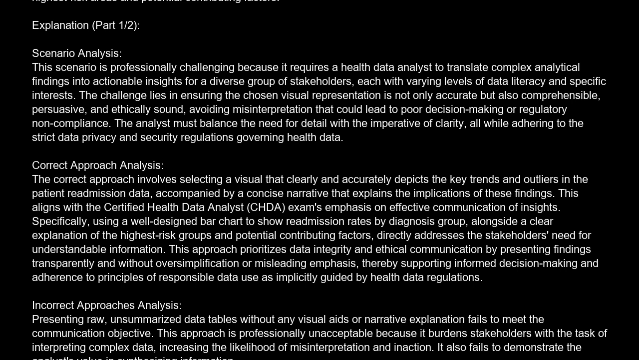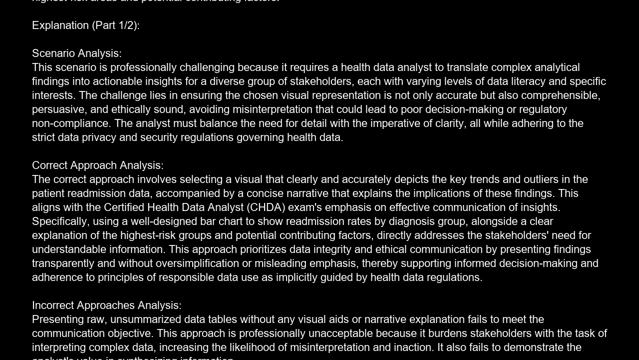This aligns with the Certified Health Data Analyst (CHDA) exam's emphasis on effective communication of insights. Specifically, using a well-designed bar chart to show readmission rates by diagnosis group, alongside a clear explanation of the highest risk groups and potential contributing factors, directly addresses the stakeholders' need for understandable information.